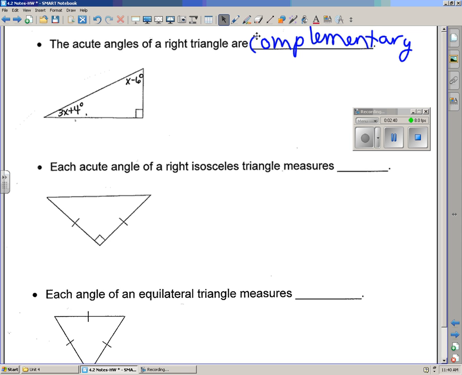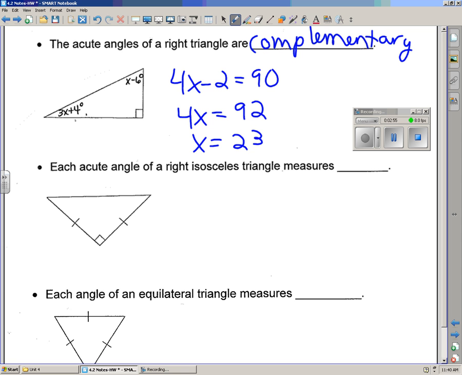So if we're trying to find the other two angles and we do an equation, we can combine like terms, and we can end up getting 4x minus 2 equal to 90. Add 2 to both sides. Divide both sides by 4, and x comes out to be 23 degrees. And then we know that this angle up here must be 17 degrees, and this angle down here is 73 degrees. You don't have to do the two angles adding to 90. You can do all three angles adding to 180. It doesn't matter. It's whatever you prefer to do.